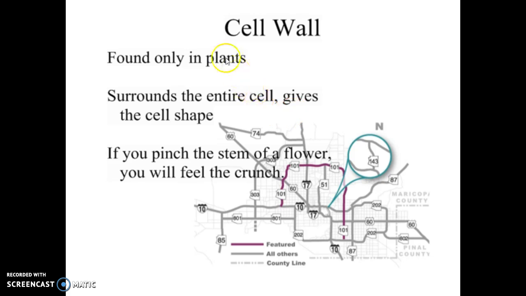So the cell wall, once again, in plants, surrounds the cell, gives it a shape, and in order to get in or out of a cell, stuff has to go through that cell wall.